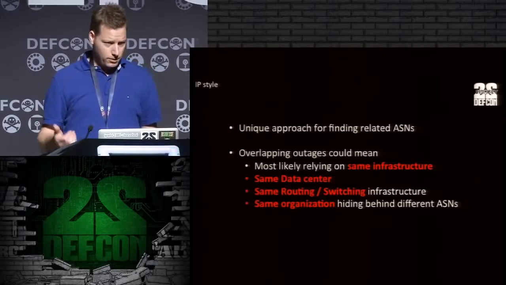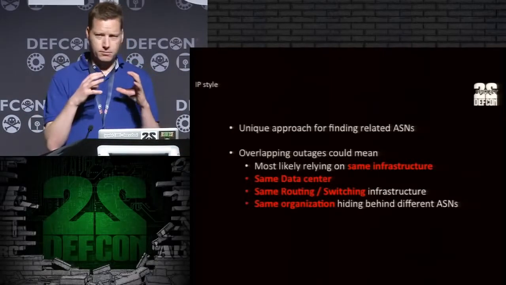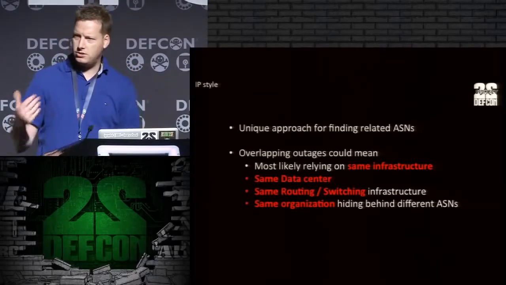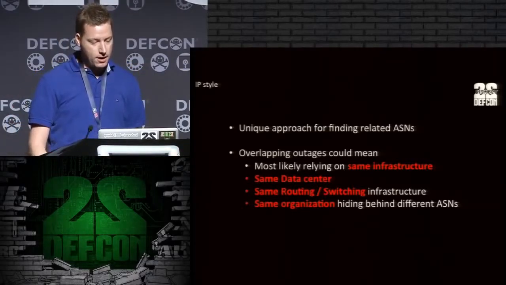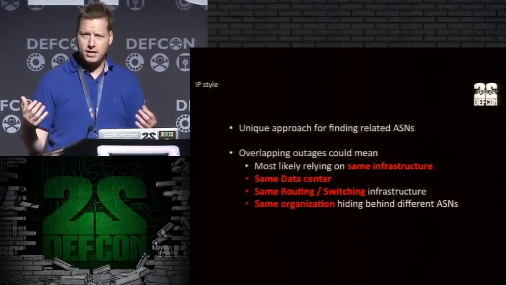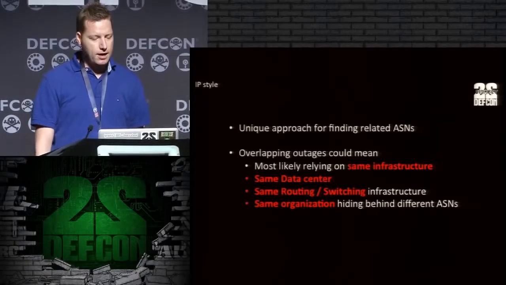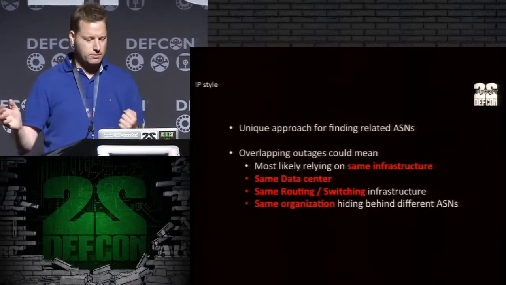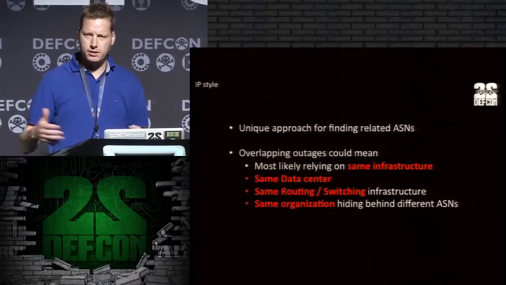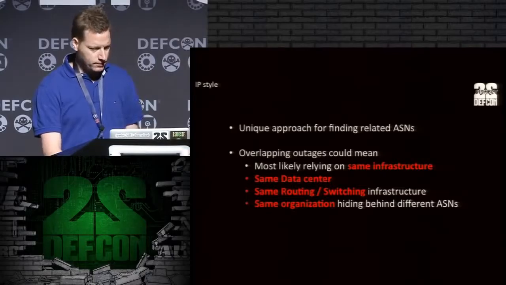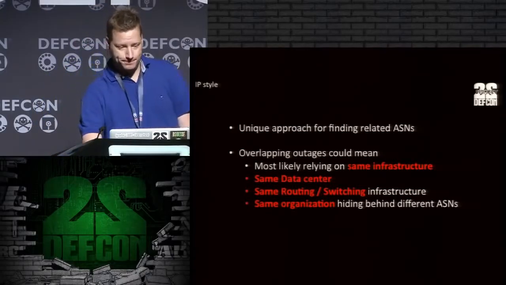And in fact, you might even go further and say it could even be hosted on the same physical hardware, the same servers having multiple IP addresses running on different ASNs. But in any case, it's a unique approach to find these sibling ASNs that could be related. And it also allows us to quickly, if we know a bad ASN, just run the script. It will tell us which other ASNs are related or have the same outages, and we can then zoom into that. So that's pretty cool, I think.